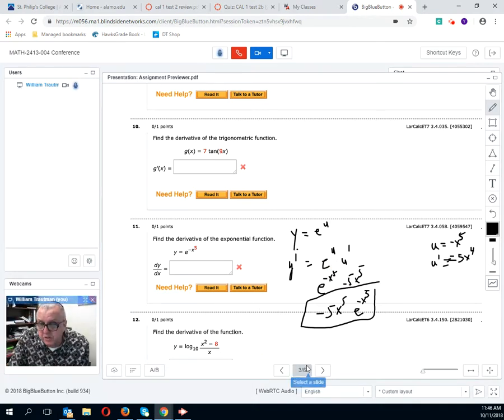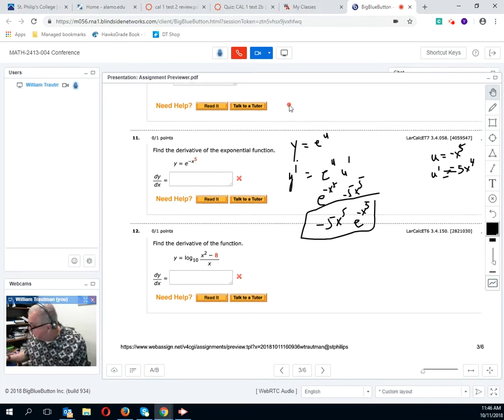Number 12, there's no log, but there is a natural log. Let me find, I think I wrote down an example of a natural log somewhere. I'll just do one problem. Let me just write an example.